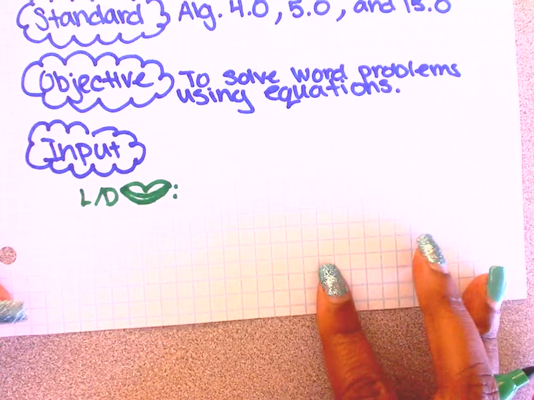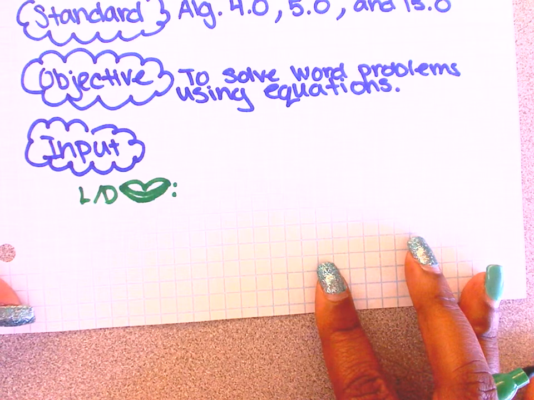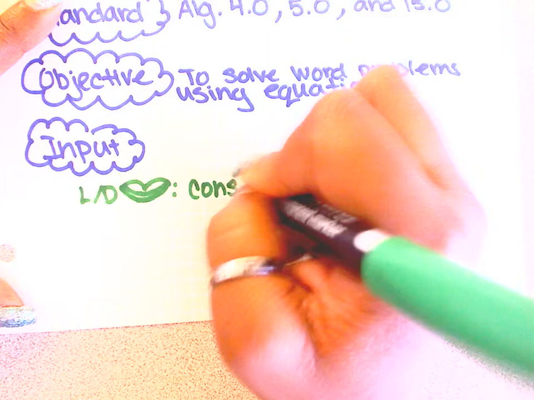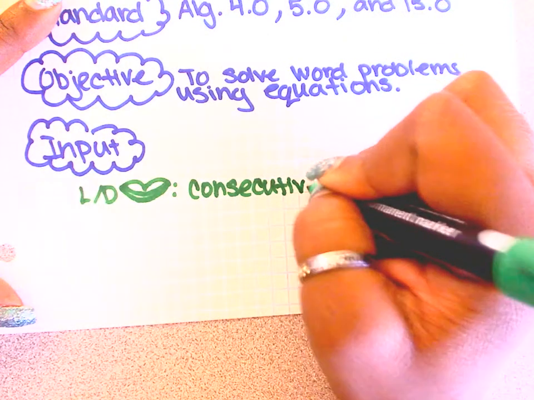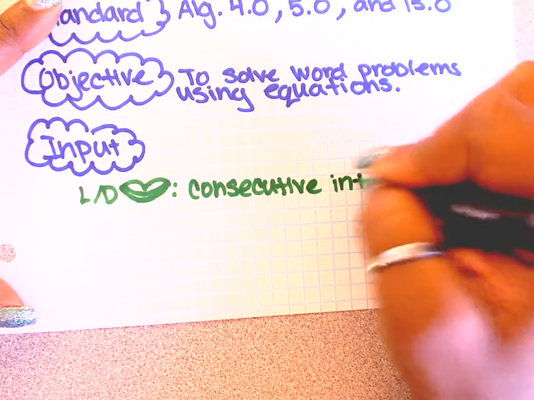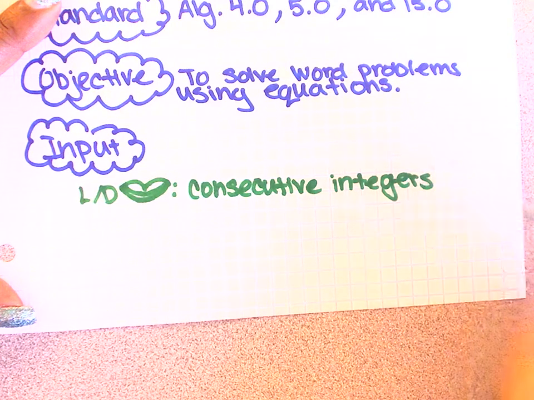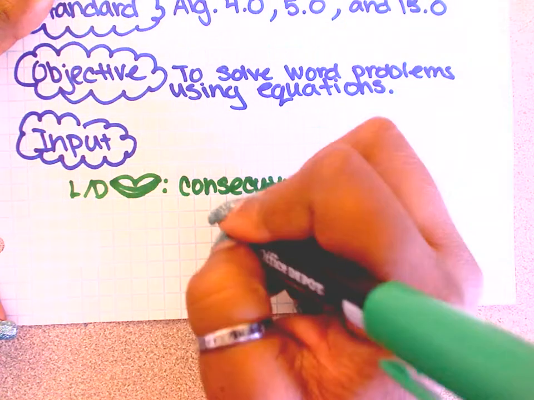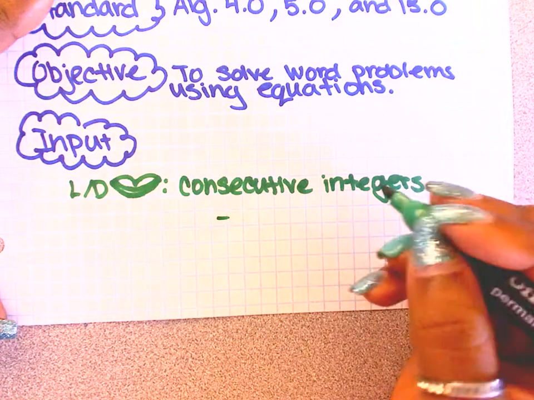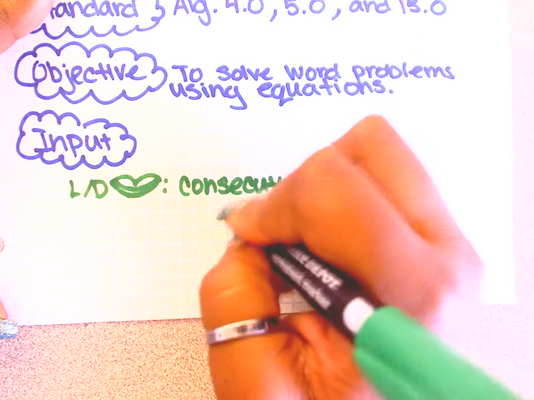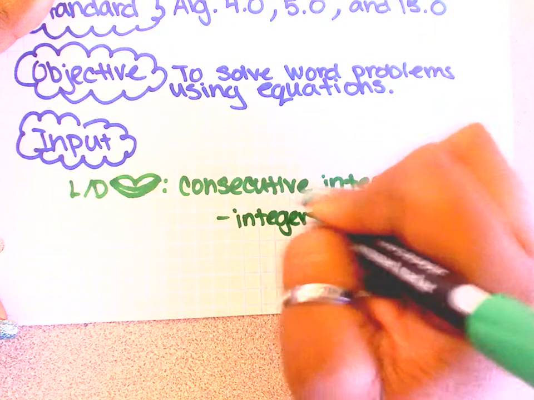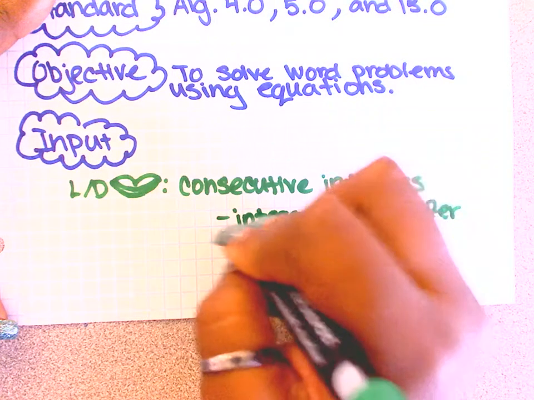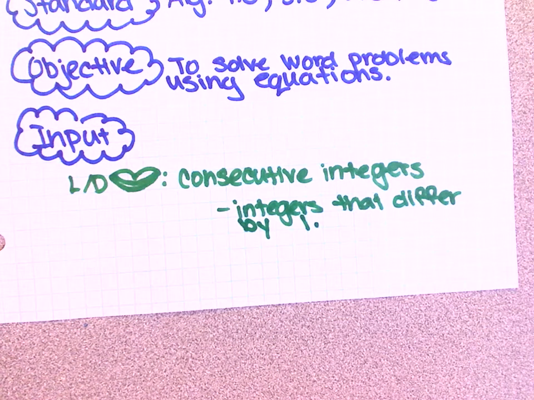My markers are a little fat today, so my line's kind of put together. Our first word is consecutive integers. Consecutive integers. Language of the discipline word. What does that mean? It really just means integers that differ by 1. Integers that differ by 1. Ms. Graham, what does that mean?